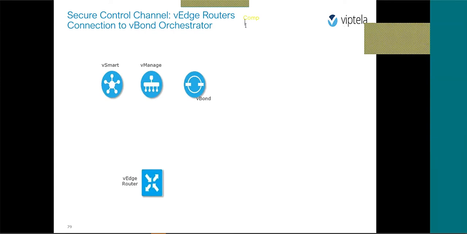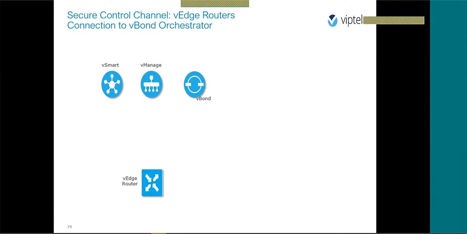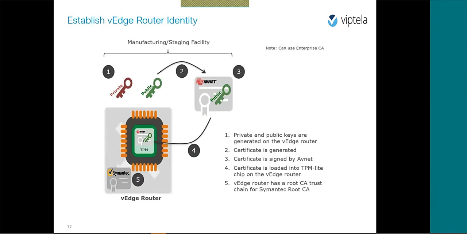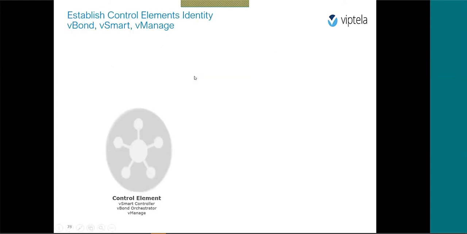Parthiban, can you please go to the previous slide? Was it for cloud devices, vEdge Cloud? This one, right? This one is to establish vEdge router identity. No, physical box, the next one. Yeah, this is the physical box, right?